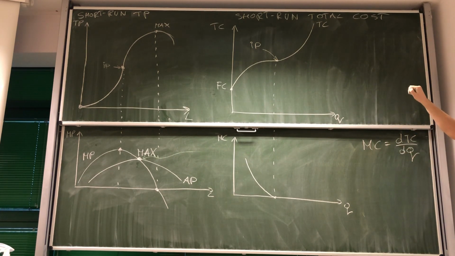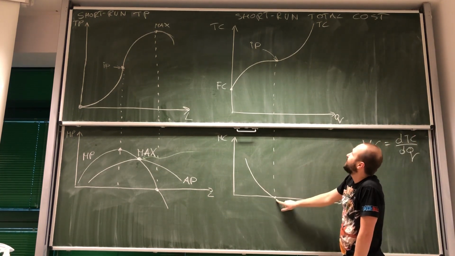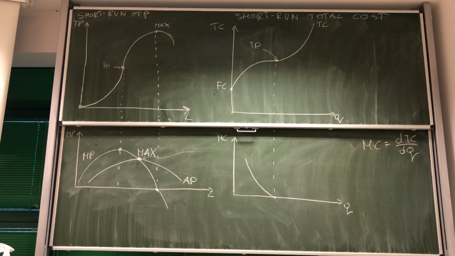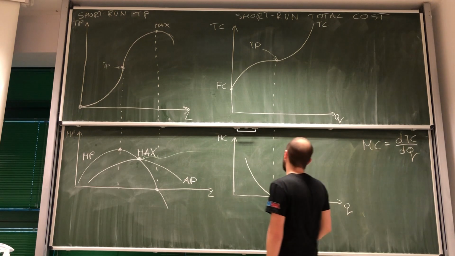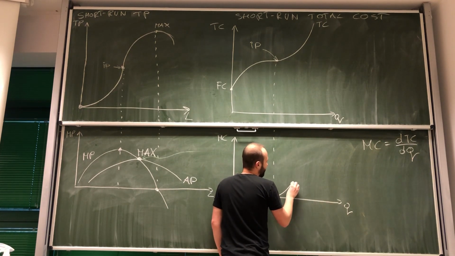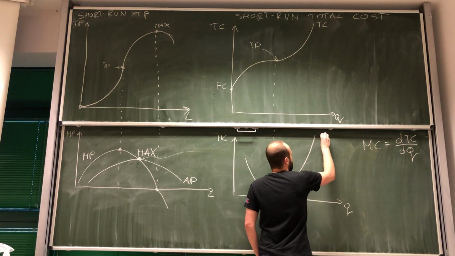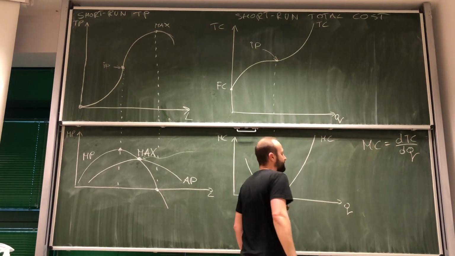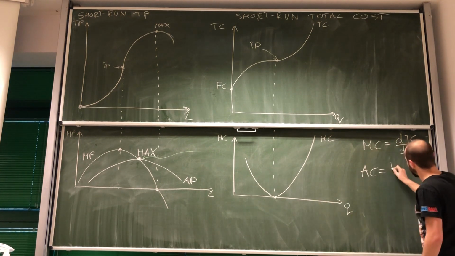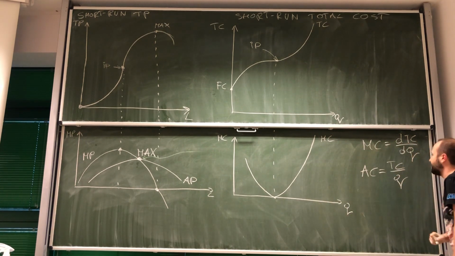So if it is 0, of course, value of the derivative must be 0. And look, from this point on, the function starts increasing faster and faster and faster, which means that marginal cost is getting higher and higher and higher. Now, average cost is going to be equal to total cost divided by quantity, right?